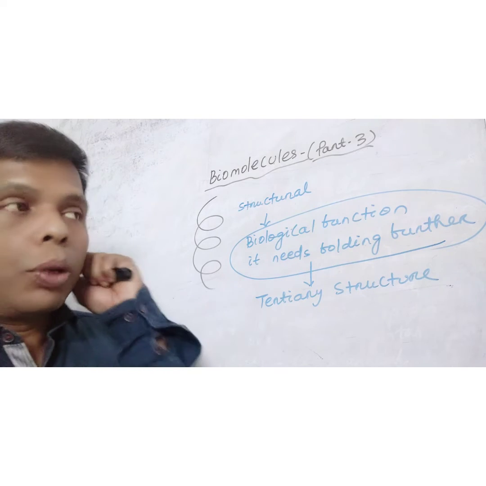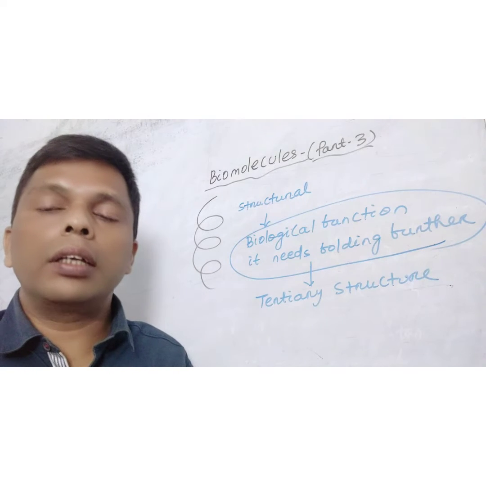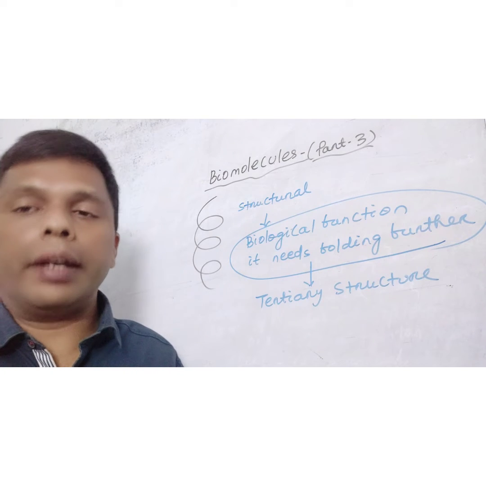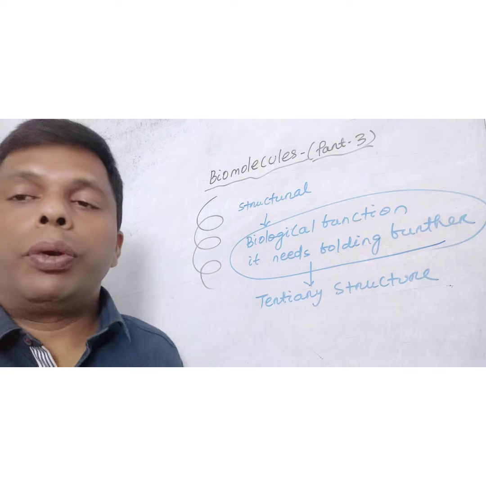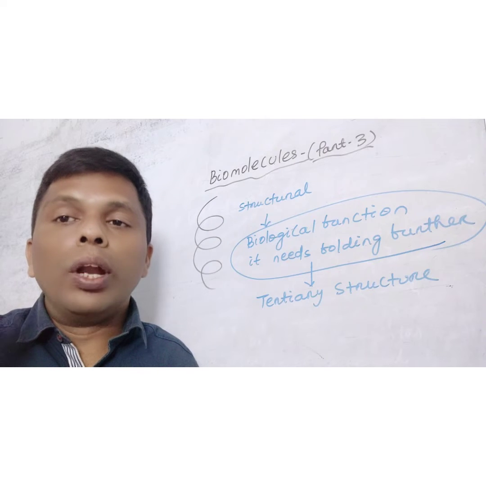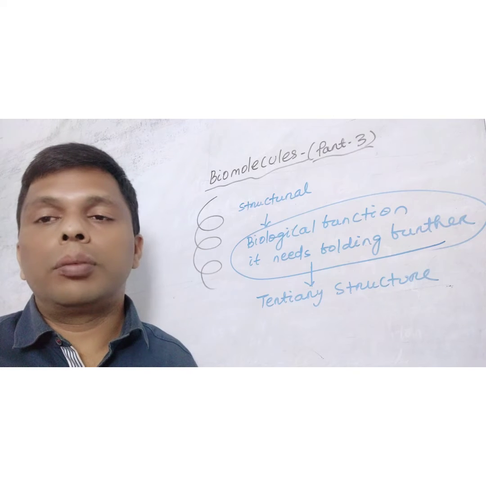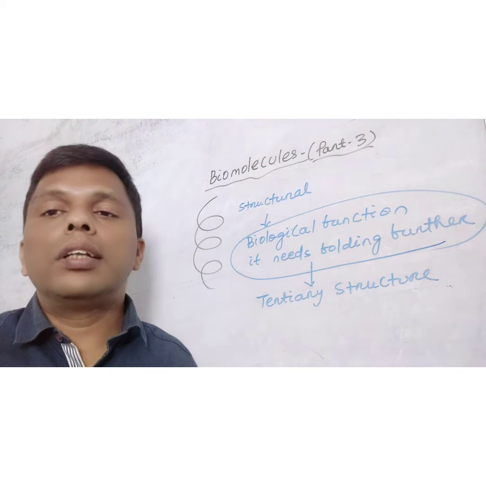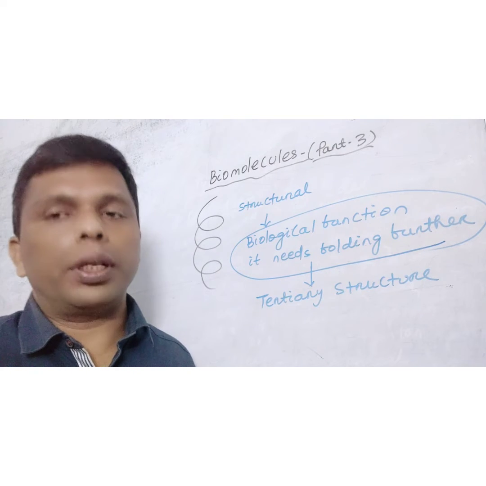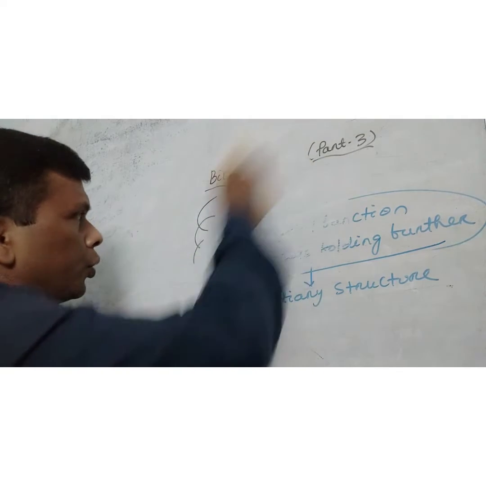Suppose we take the examples of secondary structure proteins, fibroin and keratin. These are secondary structures, and they can only serve a structural role. These secondary structures are not sufficient to perform biological functions. So let's discuss the tertiary and quaternary structures.